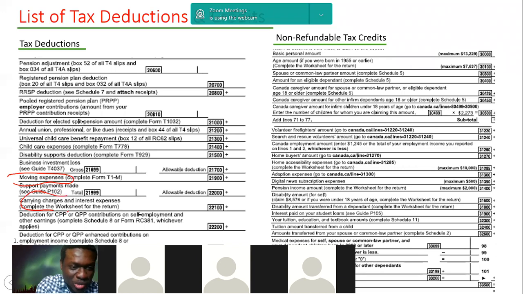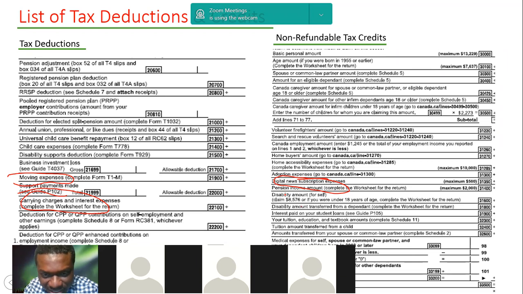Then the carrying charges, which relate to investment expense. I'm just looking at those items that we won't fully discuss during the course of this presentation. Then going to the non-refundable tax credit portion, we have digital news subscription. For some of us that subscribe to digital news, maybe not print but digital, we can claim that as a credit, because government is encouraging people to sign up for such instead of print subscriptions. Then the home buyers amount.